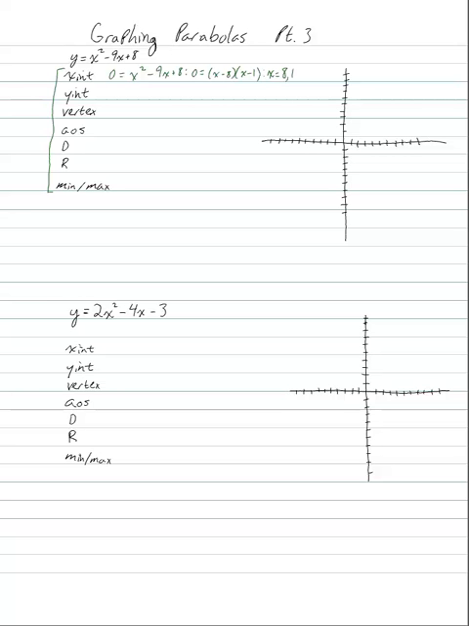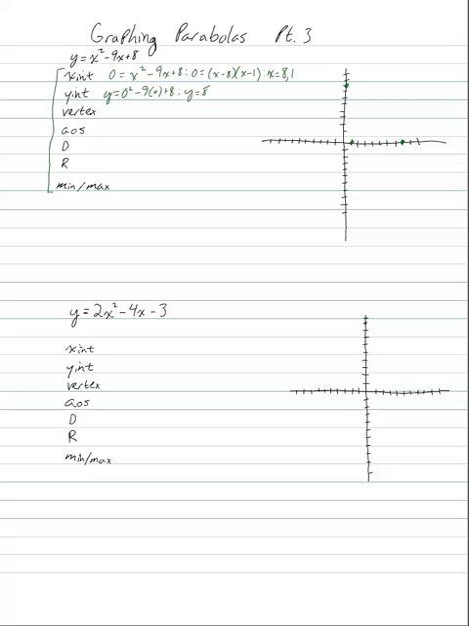2, 3, 4, 5, 6, 7, 8. There we go. Now my y-intercept: x equals 0, so y equals 0 squared minus 9 times 0 plus 8. So y equals 8.